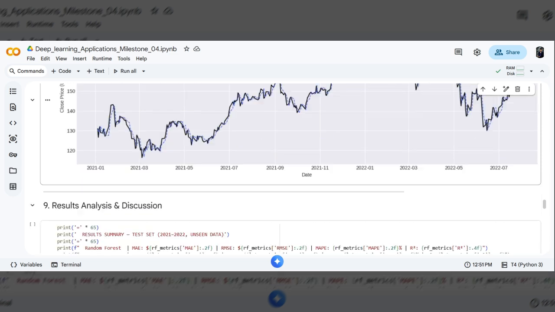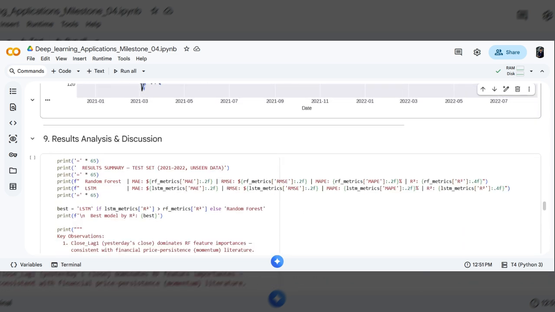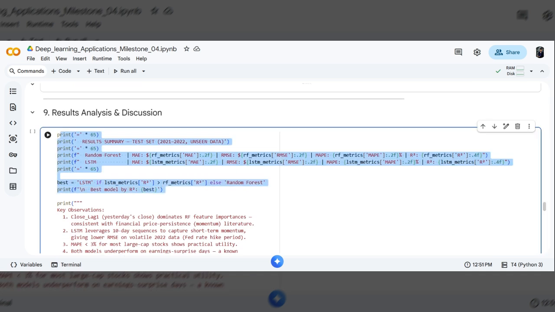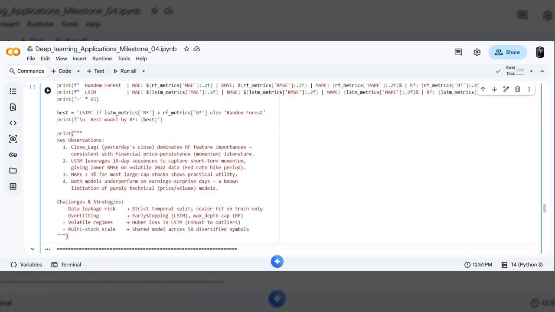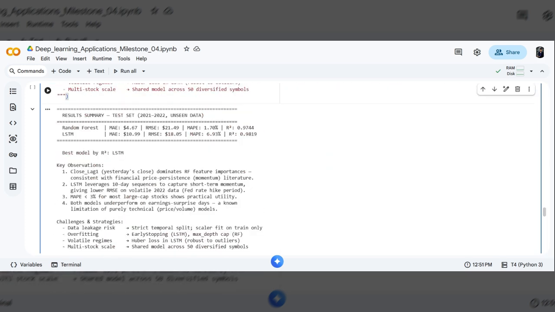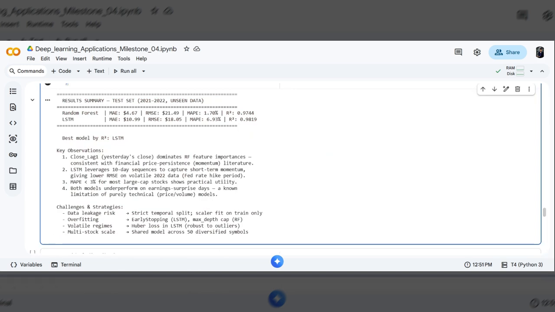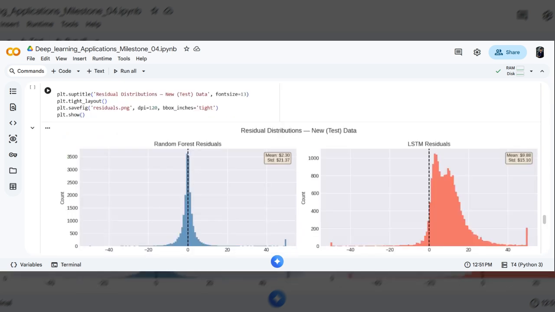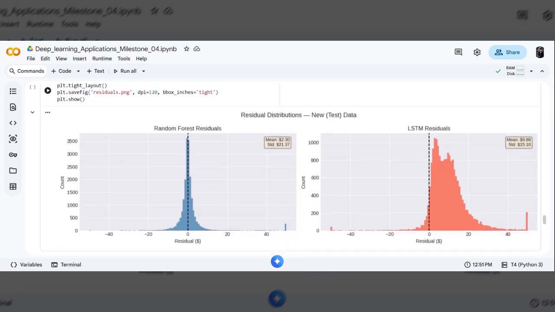The next point is results and analysis discussion. The results show that both models perform well. Random forest is faster and easier to interpret, and LSTM catches time-based patterns better. Each model has its own advantage depending on the use case.